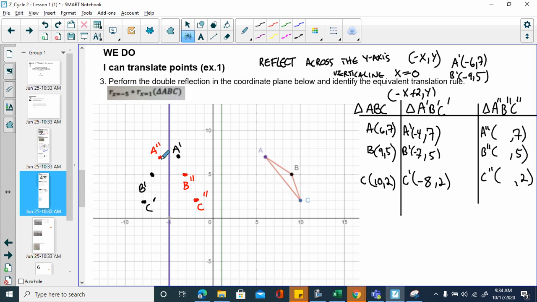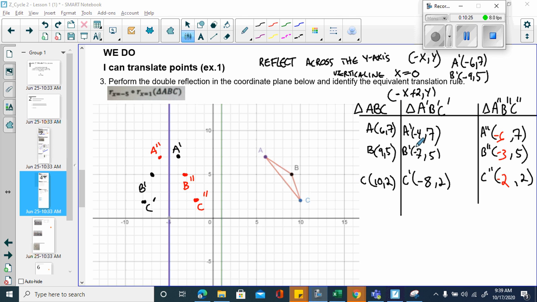So our final coordinates for A are -6 and then up 7. And for B double prime, -3, up 5. And for C double prime, -2, up 2. So those are our coordinates. Let's see if we can see a rule for this. So again, looking at the first one, it looks like this time, instead of being, if we had reflected across the x-axis, this time instead of being at 6, it drops by negative 12. Okay, it dropped.